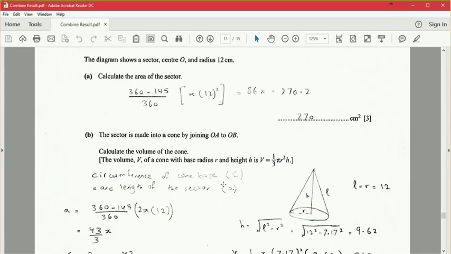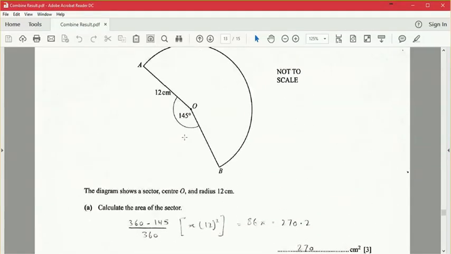Then question B says the sector is made into a cone by joining OA to OB.